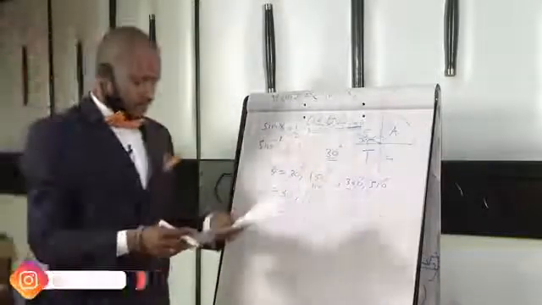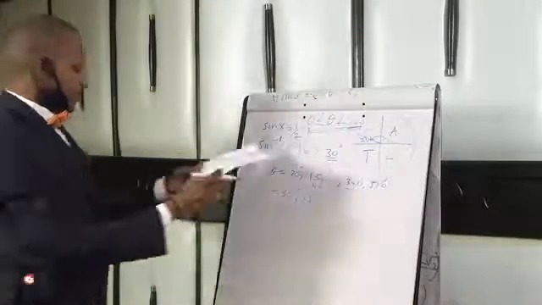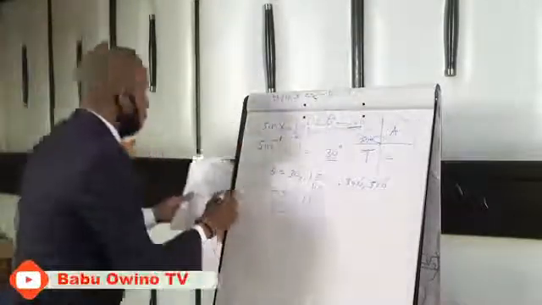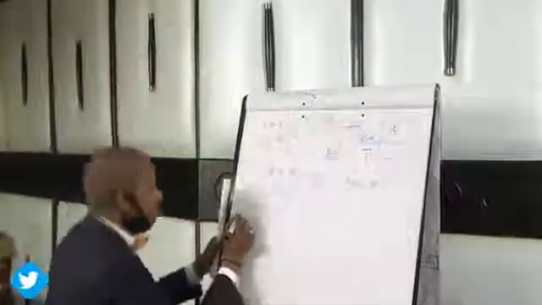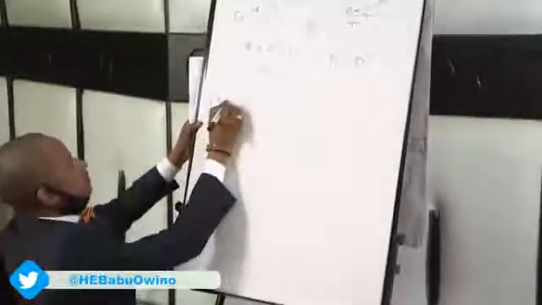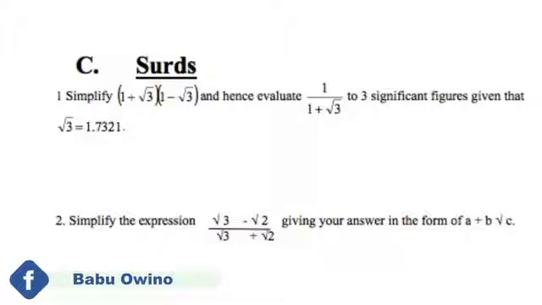Our next question is on surds. We are told, question number 5, to simplify 1 plus root 3 into 1 minus root 3. This is surds: 1 plus root 3 into 1 minus root 3.